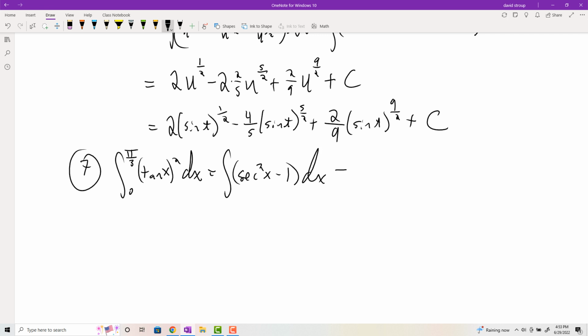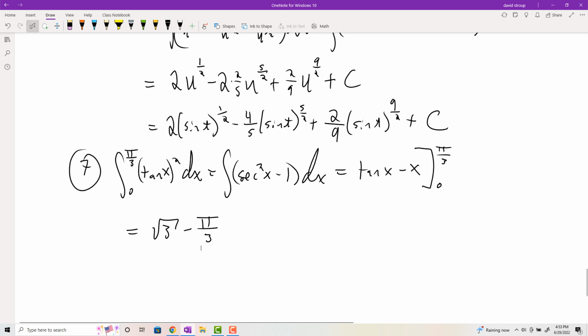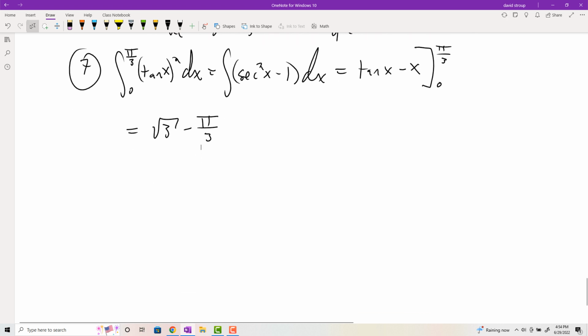And then you can integrate each part of that. So the integral of secant squared is tan x. The integral of 1 is x. And I'm going to go from 0 to pi over 3. So the tan of pi over 3 is just root 3, and then minus pi over 3. And then if you plug in 0, tan of 0 is 0. Plug in 0 for x, that's just 0 as well. So that's your final answer. Okay.